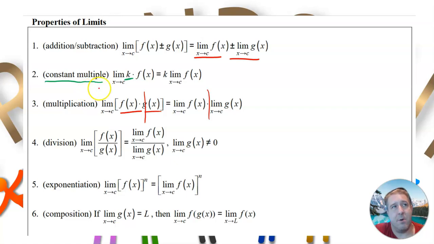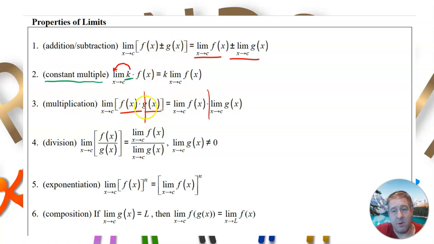This one is our constant multiple property, which basically states that if you have some sort of number being multiplied by a function, then you can take that number and pull it out as a coefficient. And it's going to be the exact same thing. So this and this are the exact same thing, or vice versa. You could change this into this if you really needed to, but that's not really what we're going to be using today.